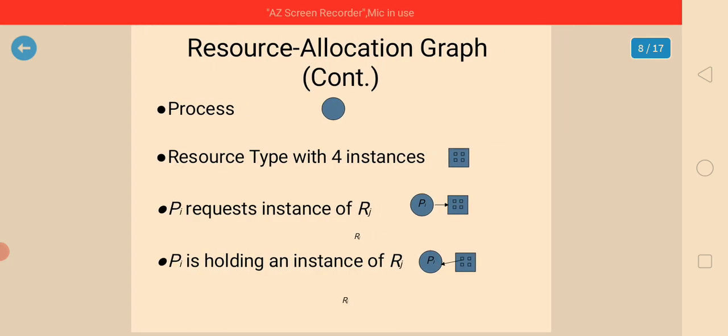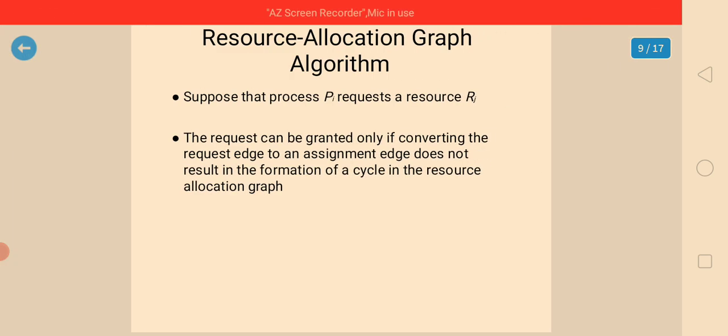In a resource allocation graph, a resource type can have 4 instances. When Pi requests an instance of Rj, and then Pi holds the instance of Rj. So we can view the graph here to see how the resources and instances are allocated.